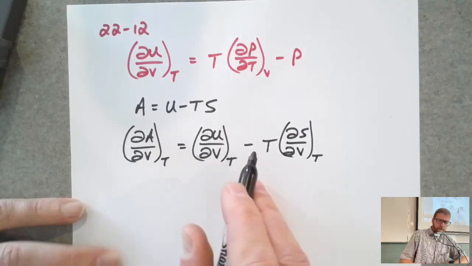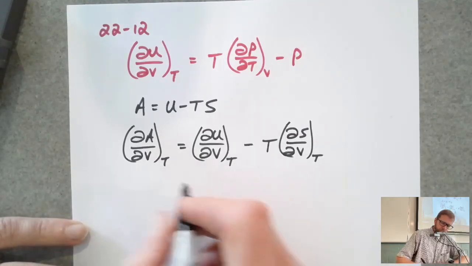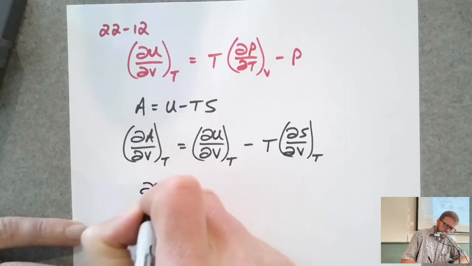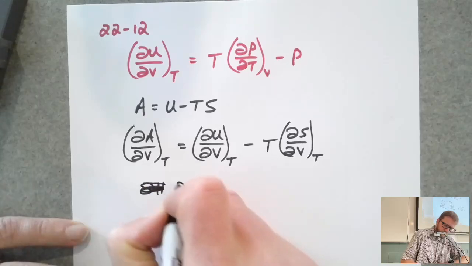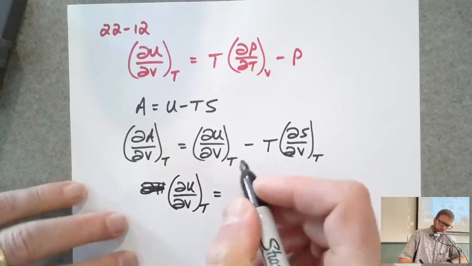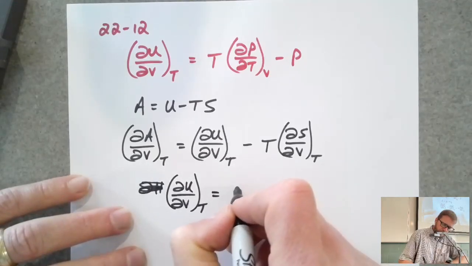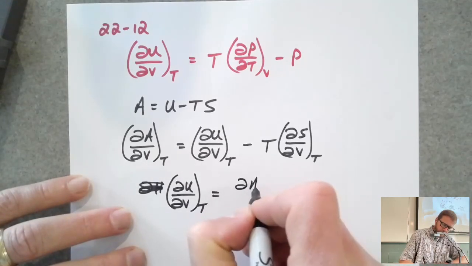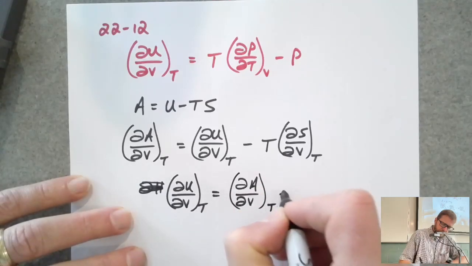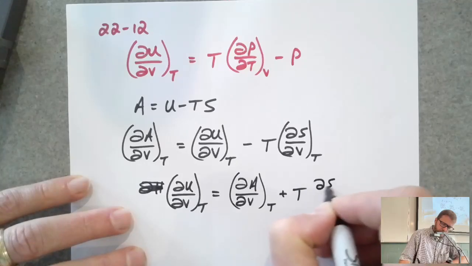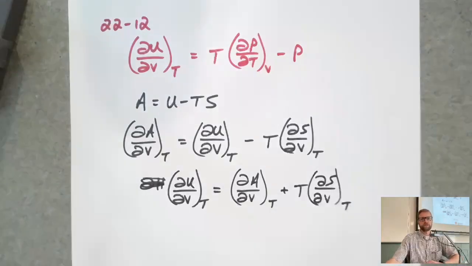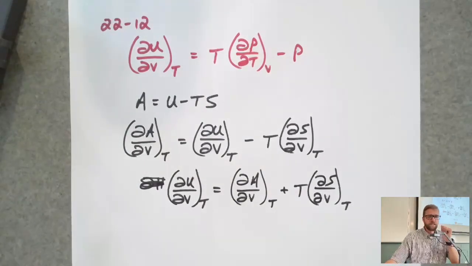Let's just go ahead and rearrange it. We're going to just move this over here and rewrite it as partial of U with respect to V at constant T equals partial of A with respect to V at constant T plus T partial of S with respect to V at constant T. There we go. One step closer.